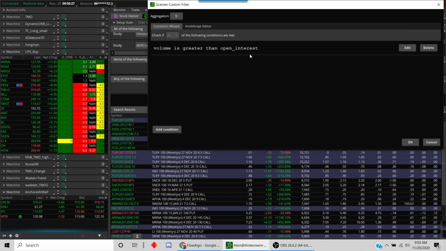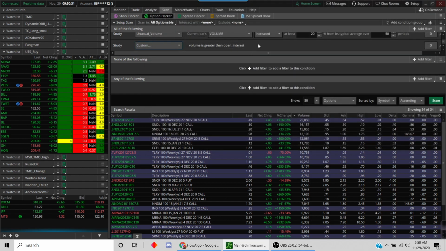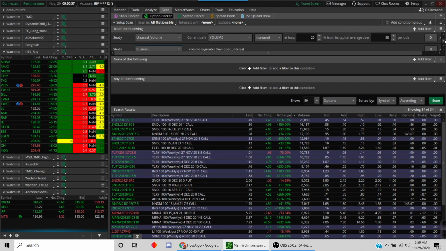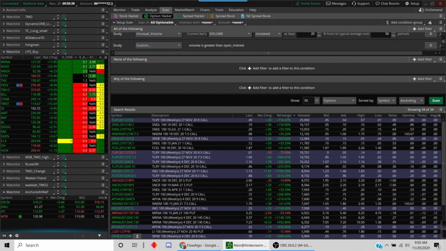So volume is greater than the open interest, and that's just showing you unusual activity. We're also saying we want a situation where the minimum option contracts traded were 5,000. And lastly, the unusual volume, which means the actual trading volume was 20% higher than the 50 period average.